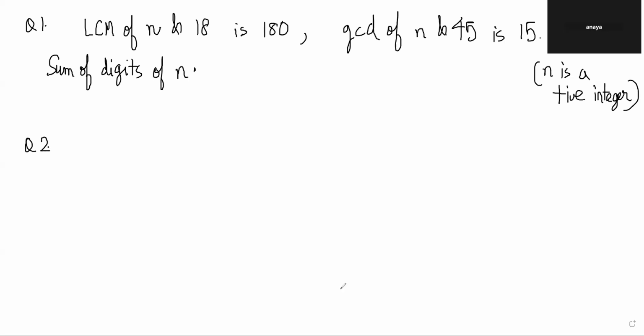I'll write a couple more questions. Try these out. Wait, for the first one, am I supposed to find the smallest or biggest n? You're supposed to find out the sum of digits of n. Oh, wait, is it 6? Because is 60 the answer? Okay, that is correct.